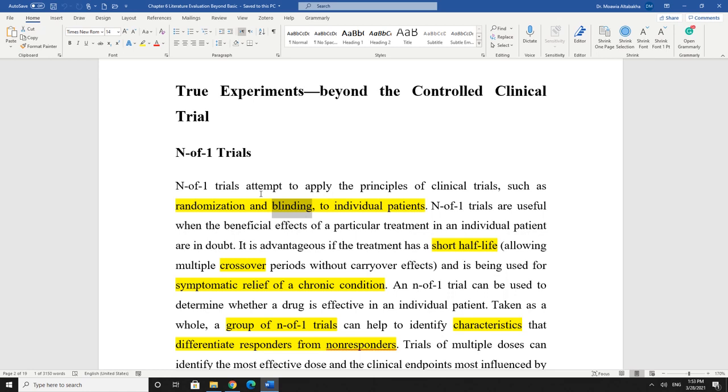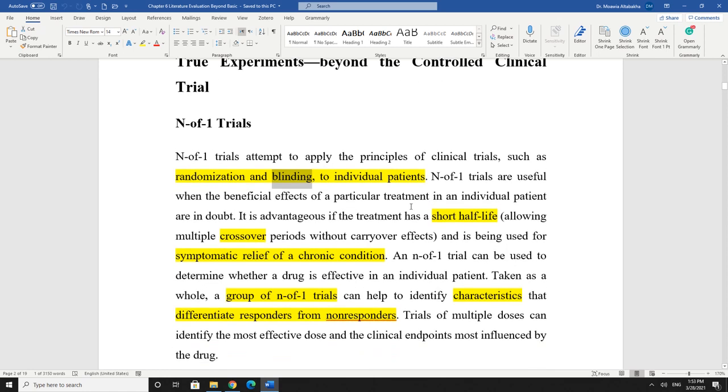Maybe he will start again, but not with the drug. This individual might start with placebo because there is randomization, and then the person might go for the active drug. Okay, it's very useful when we are talking about an individual patient and we want to see whether this individual patient would respond to a certain treatment.